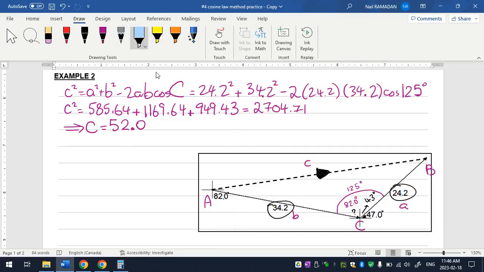Now we need to find this angle right here. First, we need to find all of this angle.